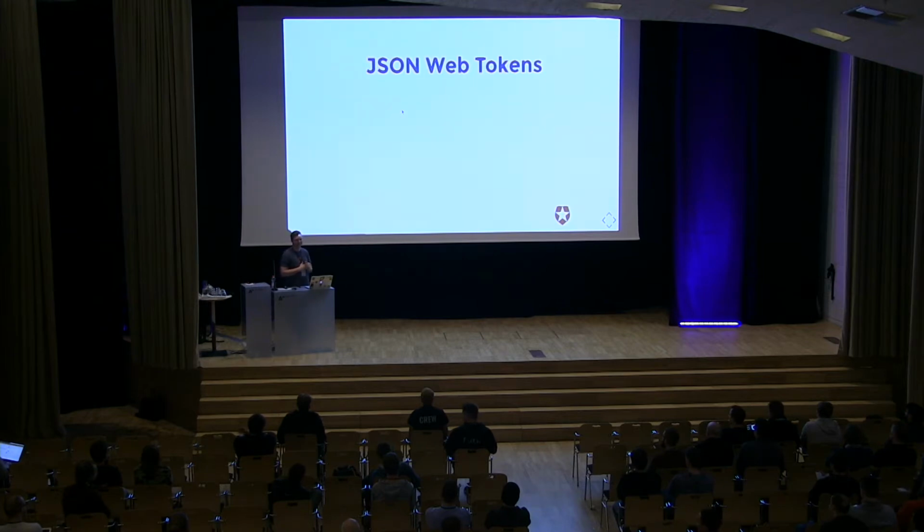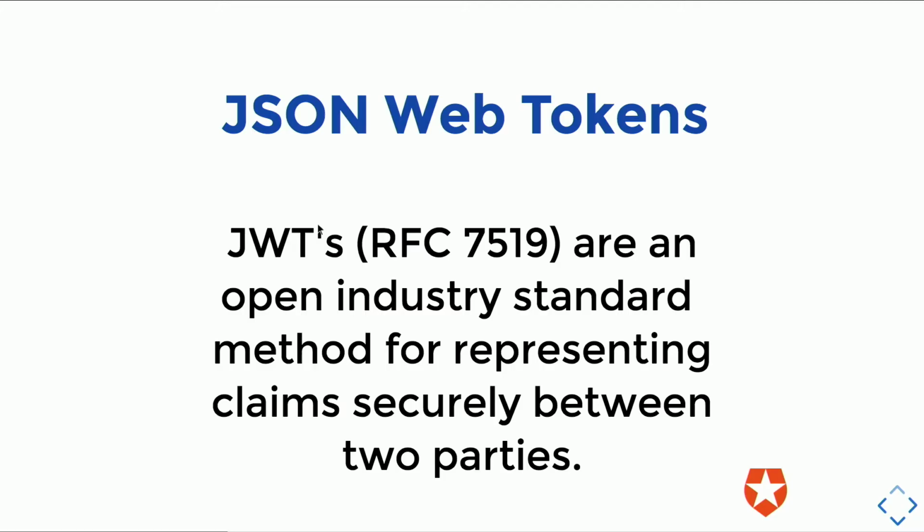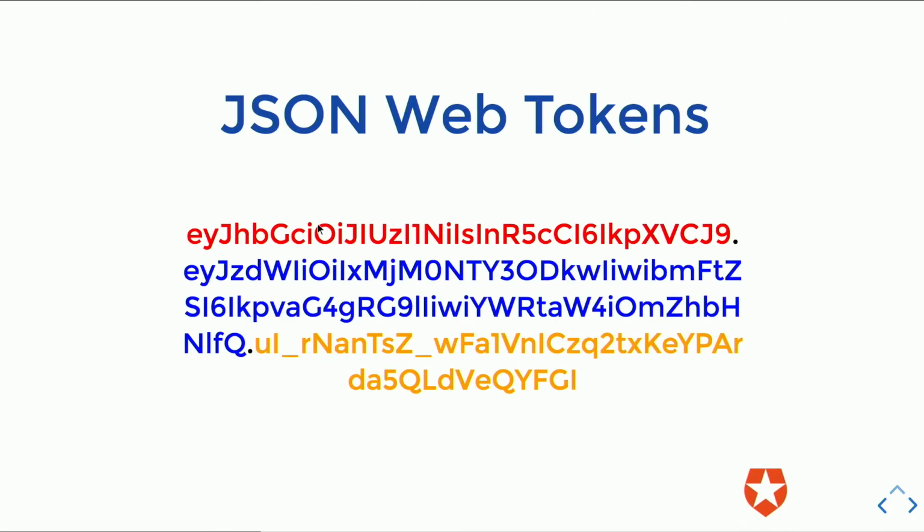Okay, so if we look at the JSON Web Token standard, RFC 7519, JSON Web Tokens are an open industry standard method for representing claims securely between two parties. And again, this really doesn't tell us much. And we can also look at what a JSON Web Token looks like.